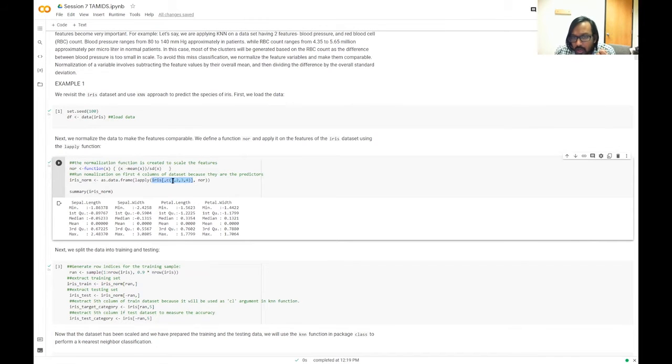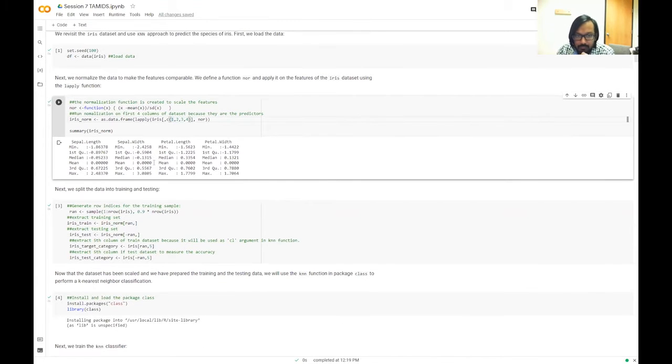So each of the columns of IRIS is a vector, right? And we apply the NOR function. That means we normalize each of the columns of the IRIS data set, and then we convert it to a data frame format, because the subsequent steps would require that. Notice that once we look at the summary of the normalized form, the mean of all the variables is 0, right?